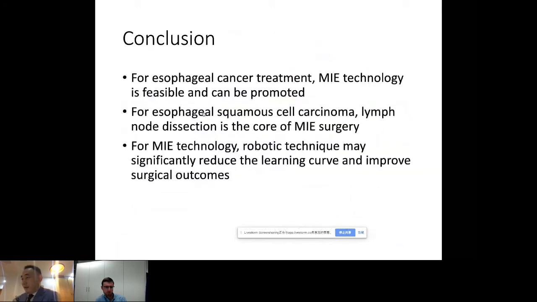Okay, this is my conclusion for this speech. It's very simple. For esophageal cancer treatment, MIE technology is feasible and can be promoted, I think. For esophageal squamous cell carcinoma, lymph node dissection is the core of MIE surgery. And for the MIE technology, I think robotics may significantly reduce the learning curve and improve the surgical outcomes.